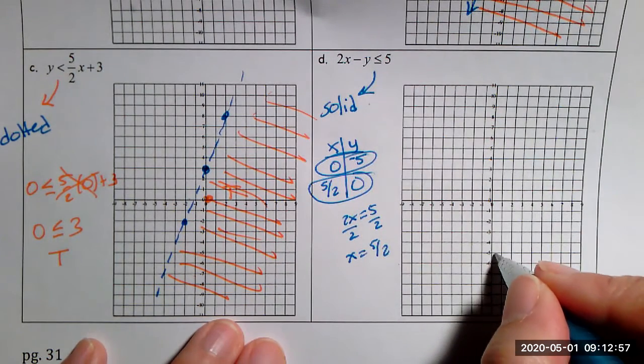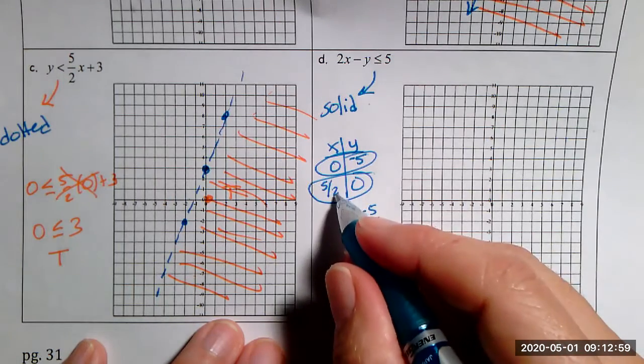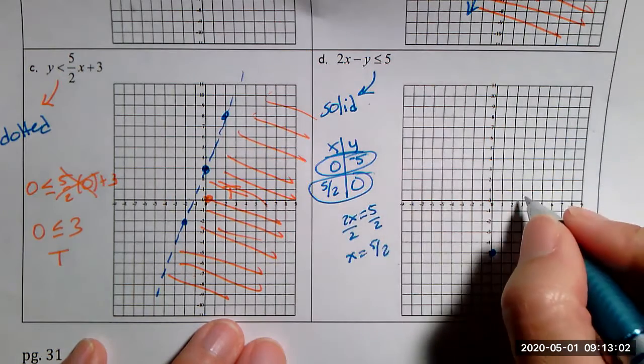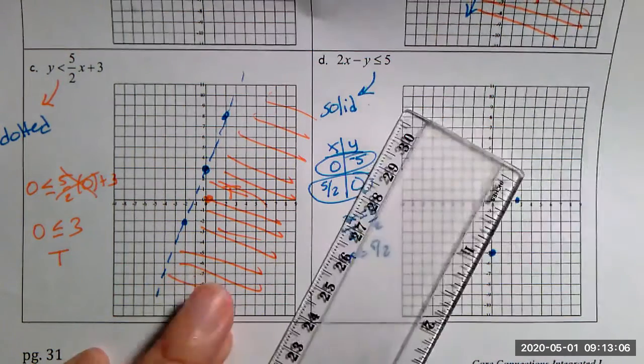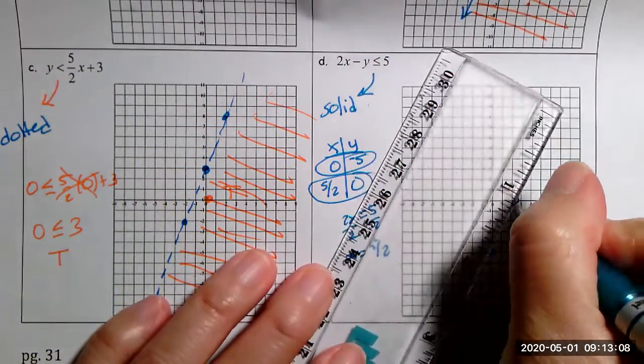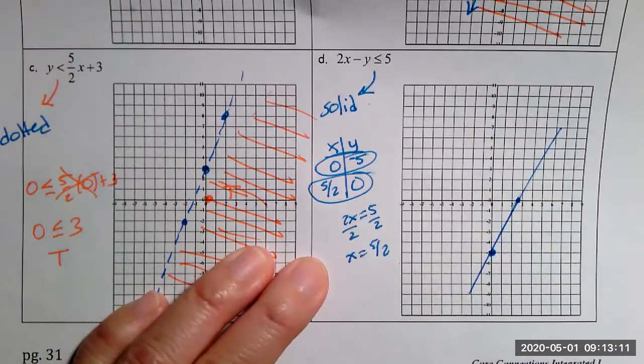0, -5, and 5/2. That's just 2.5. I'm just going to go part way between there. No big deal. And it's a solid line. There's my solid line. Right.